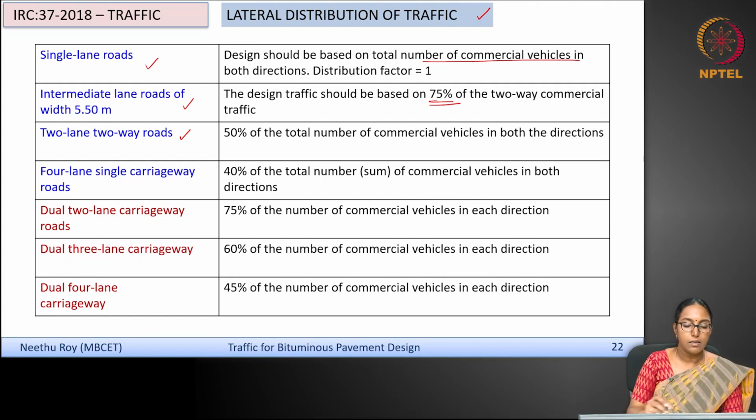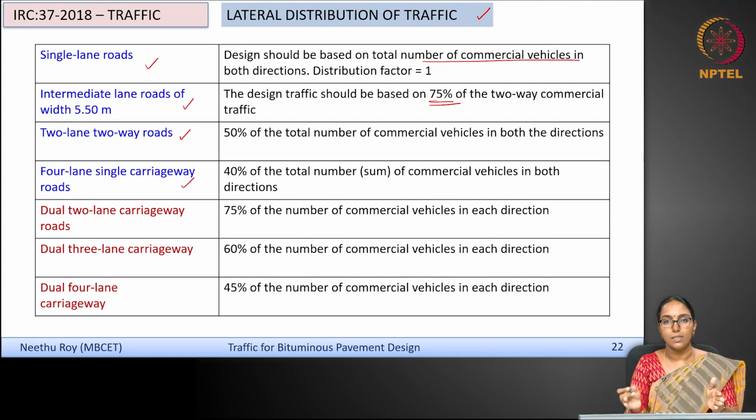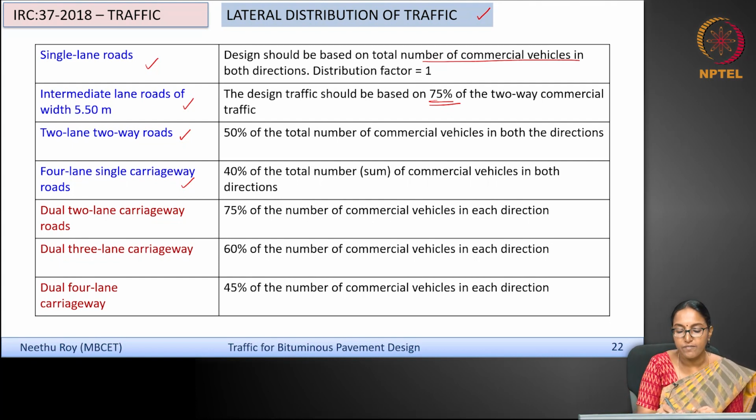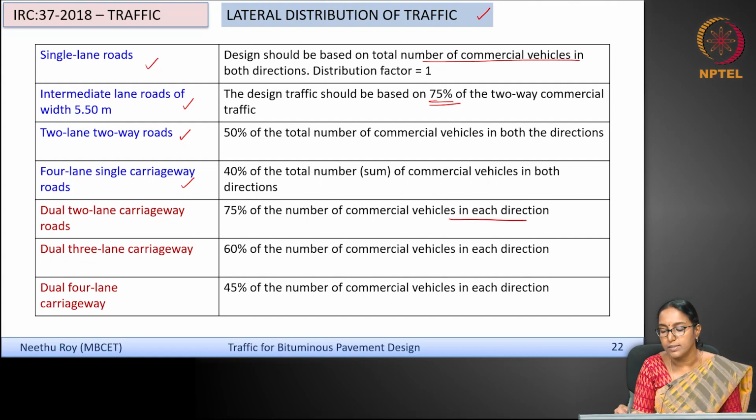Now, if it is a 4-lane single carriageway, so the single carriageway, it is not divided, you have 4 lanes, you can go for 40% of the total commercial vehicles in both directions. Now, suppose it is a dual 2-lane carriageway, there is a separator or a median in between, then in that case you take 75% of the number of commercial vehicles in each direction. So what you have to do is, you measure the traffic in both directions, you see which is the heaviest traffic, and you can take 75% of the commercial vehicles in that particular direction.